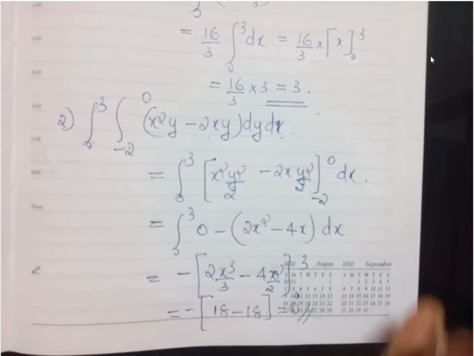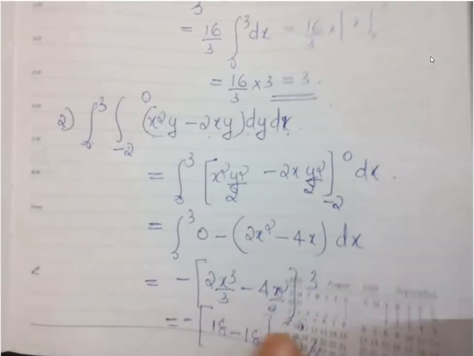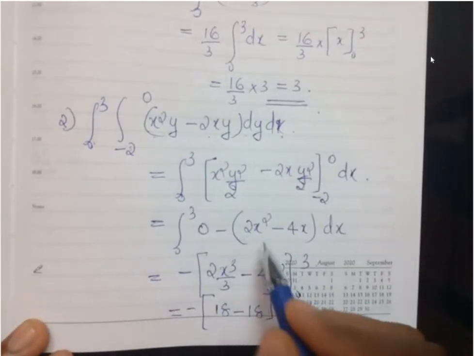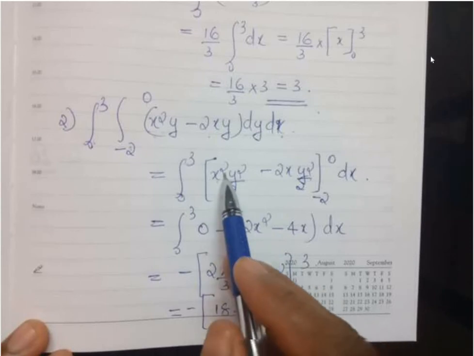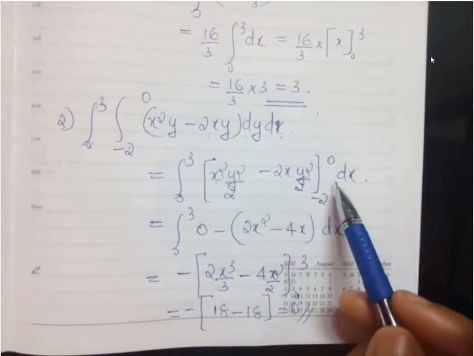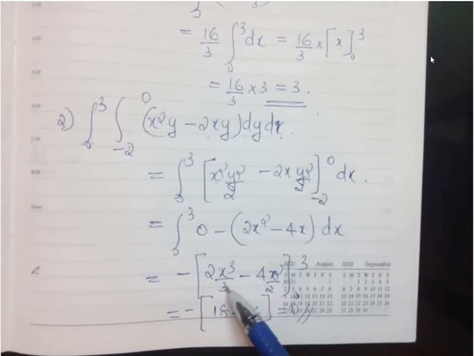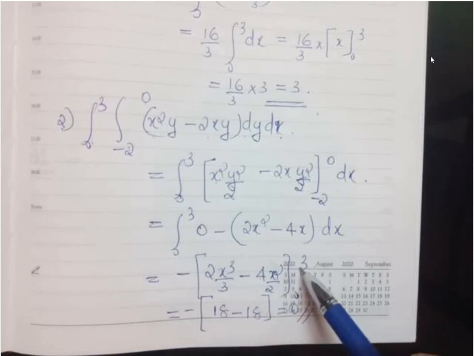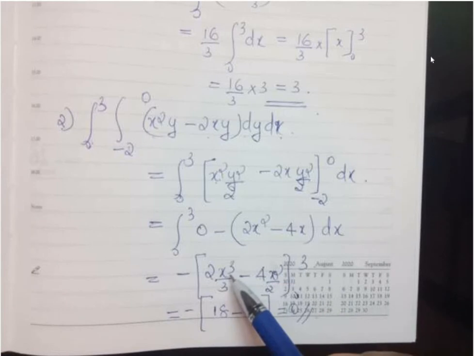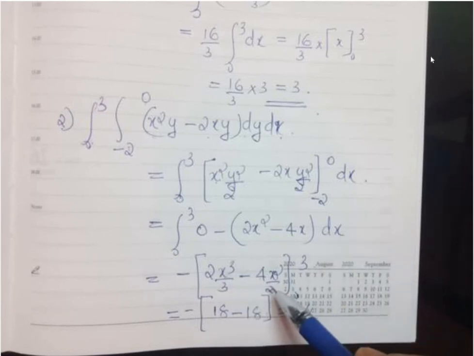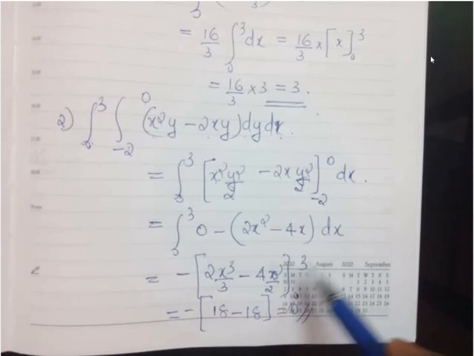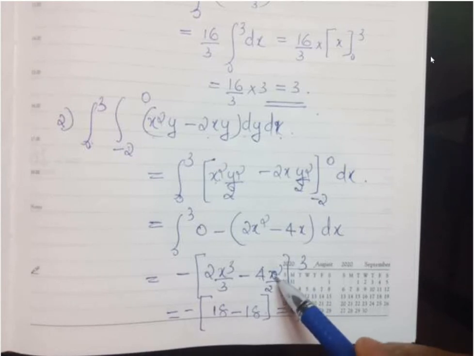Is there any mistake in this? Look, this x square into y square by 2, we had to substitute minus 2, yes, into x cubed by 3. Put x equal to 3 here. 3 cubed and 3 square remaining. 2 into 3 square, 18. So the answer will be 0.